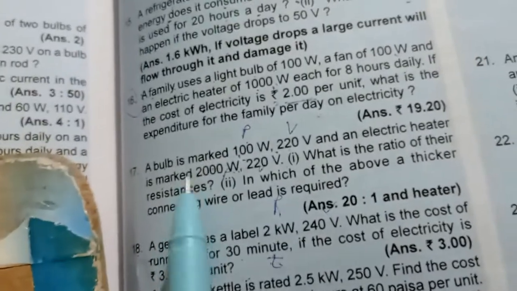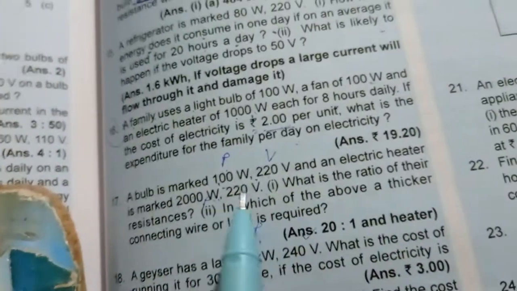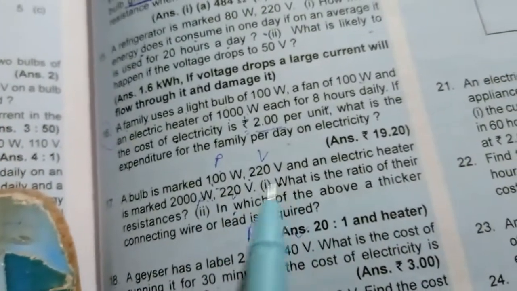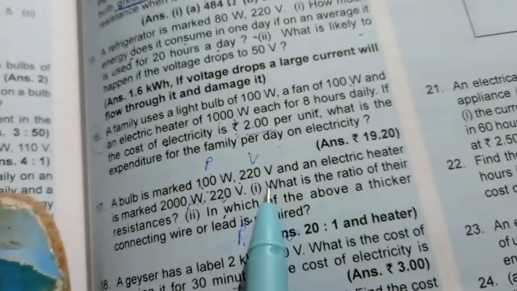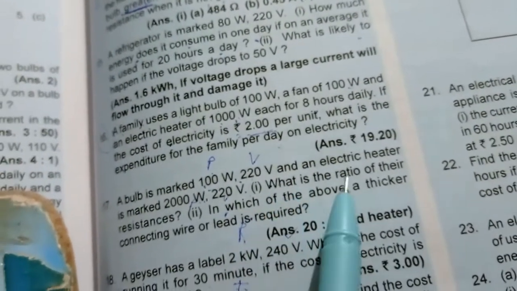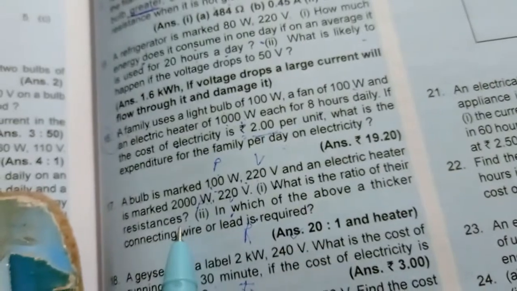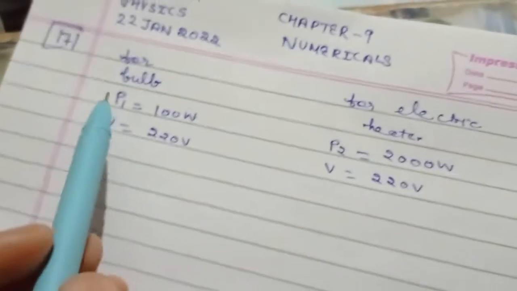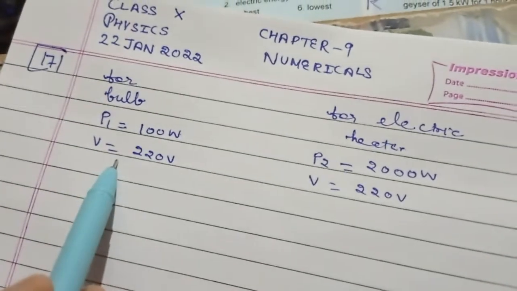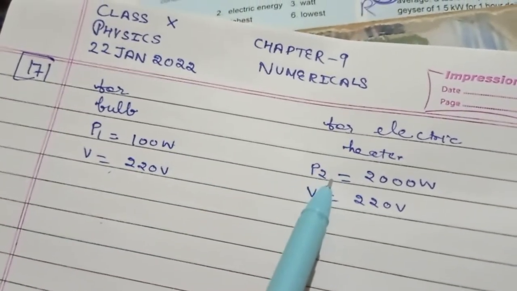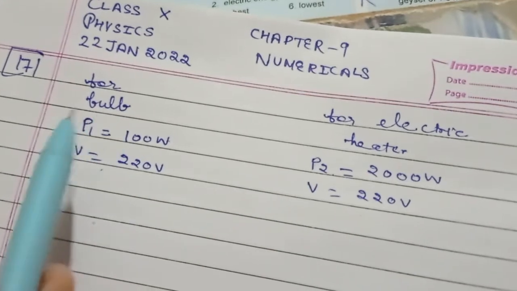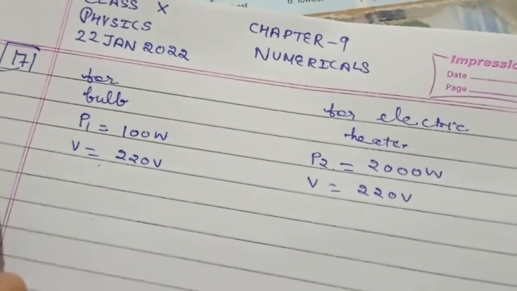Now, there are bulb and an electric heater. There are two questions in this numerical. Firstly, we will solve the first part. What is the ratio of their resistances? Means to say that we will calculate the resistance for bulb and for electric heater. Then we will calculate the ratio of their resistances.